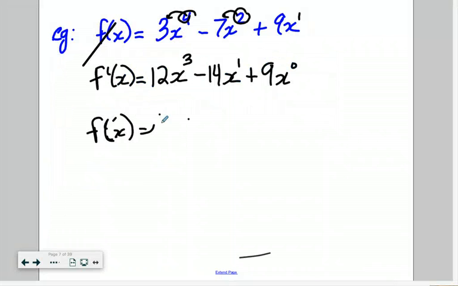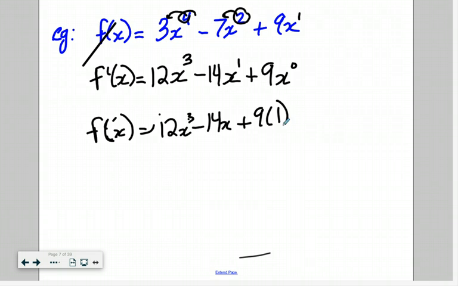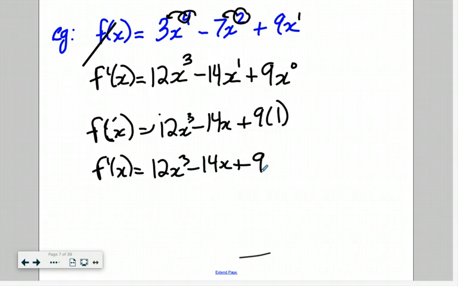So what we have here is now 12x cubed minus 14x, and this is now plus 9 times 1, or simply put, 12x cubed minus 14x plus 9. And there you go. Now you don't need to show this step every time. You can just assume that when you take the derivative of a linear function like x, it's just going to end up being a constant like 9.